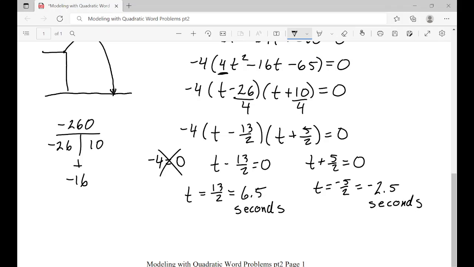Now, when it comes to distance and time, you can never have a negative time. It's not possible. You cannot go backwards in time. So getting a negative here, no go. But we got a positive over here, 6.5 seconds. So that is good. So when will the cannonball hit the ground? It will hit the ground 6.5 seconds after being launched.